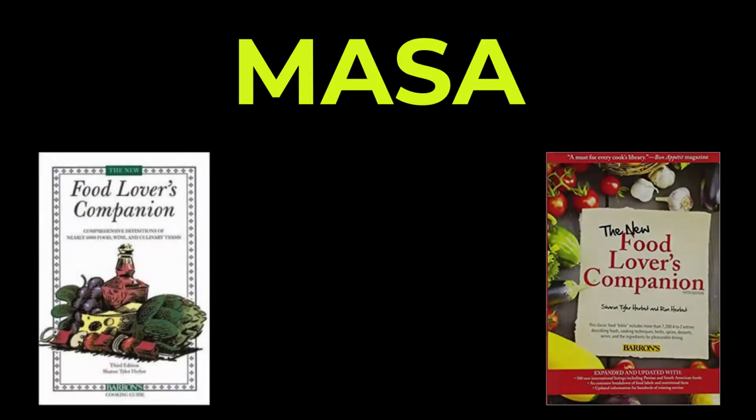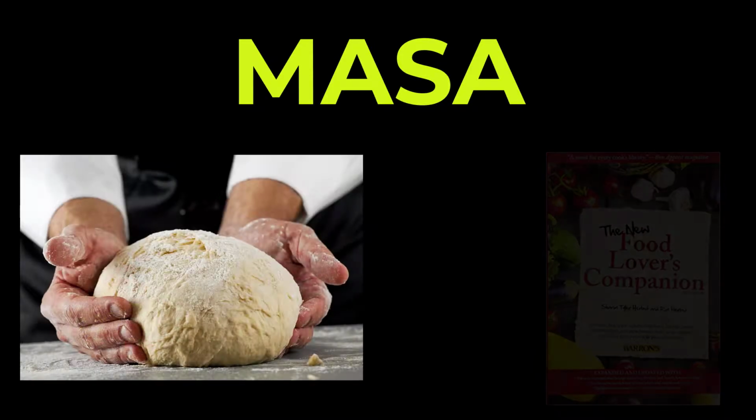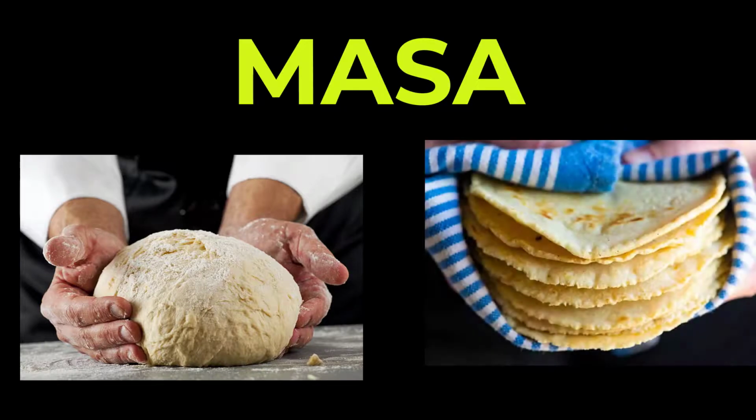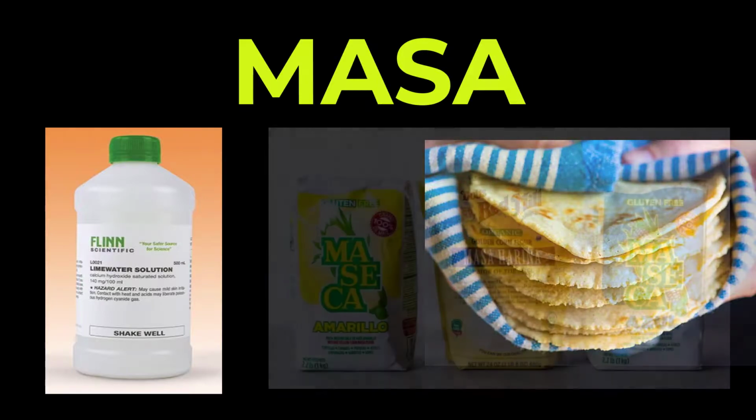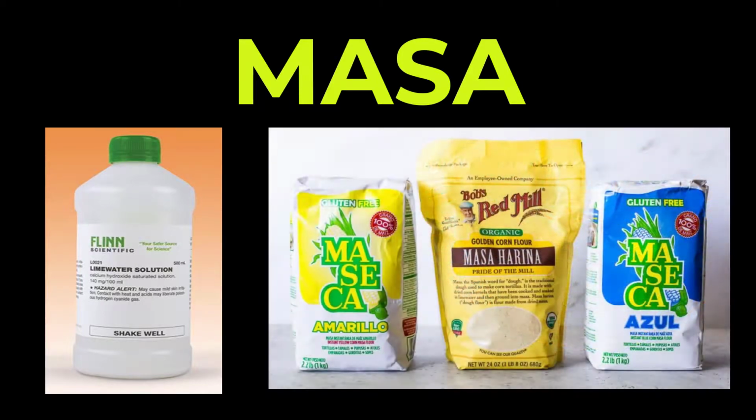According to the Food Lover's Companion, masa is Spanish for dough and is the traditional dough used to make corn tortillas. It is made with sun or fire-dried corn kernels that have been cooked in lime water. After having been cooked, then soaked in the lime water overnight, the wet corn is ground into masa. Masa harina literally means dough flour and is a flour made from dried masa.